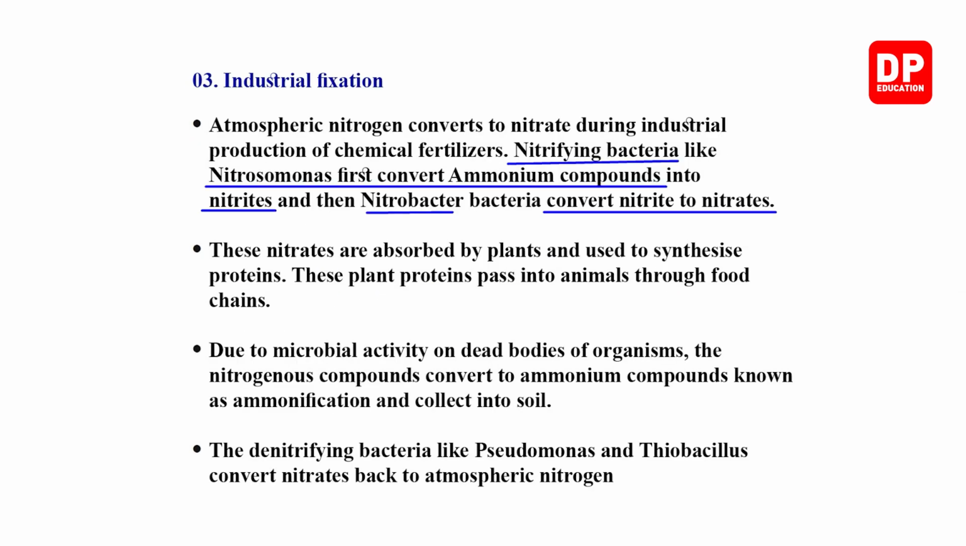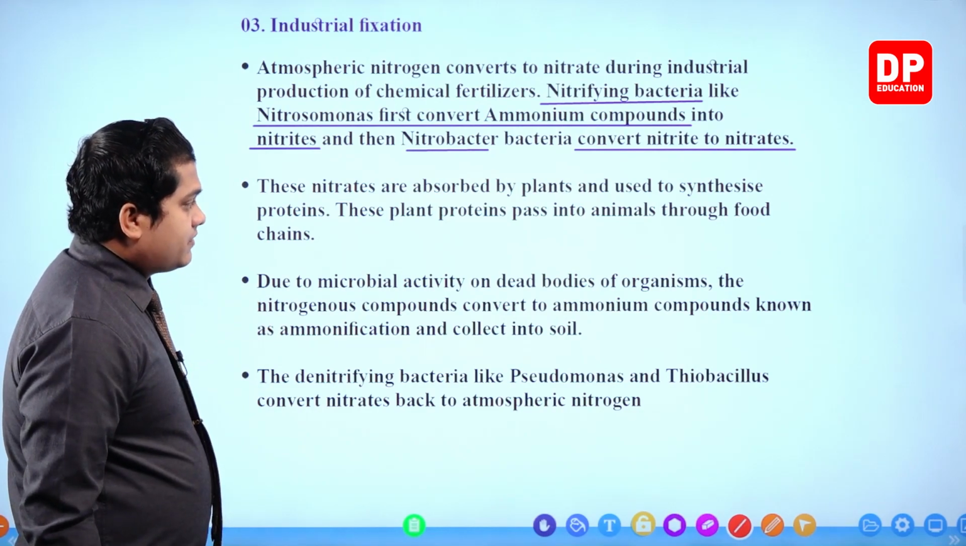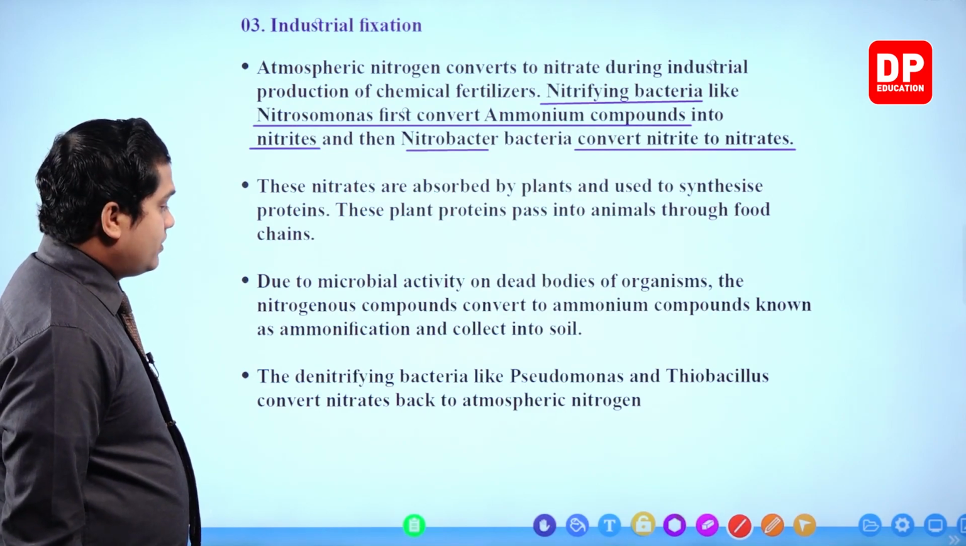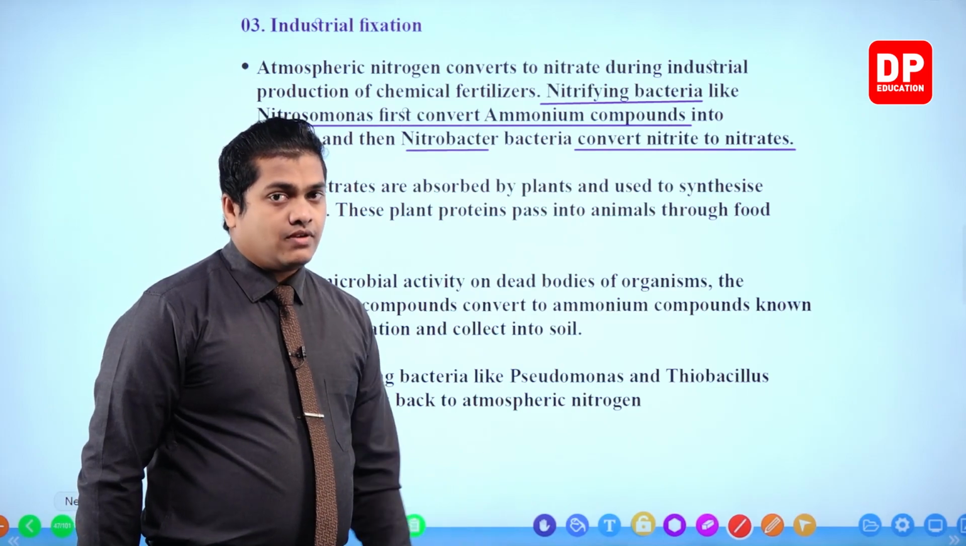Then the third and final one, the industrial fixation. Here the nitrifying bacteria like Nitrosomonas first convert the ammonium compounds into nitrites, and then Nitrobacter converts them to nitrate. Then, my dear children, nitrates are absorbed by plants to synthesize proteins. These plant proteins pass into animals through the food chains. Then, due to microbial activity on dead bodies of organisms, the nitrogenous compounds convert into ammonium compounds. This is known as ammonification, my dear children, and these things get collected into the soil once more.